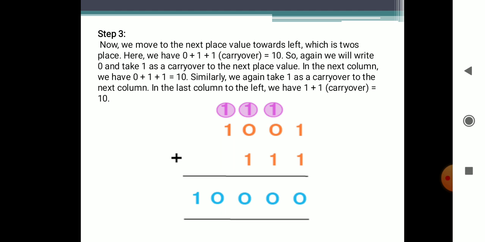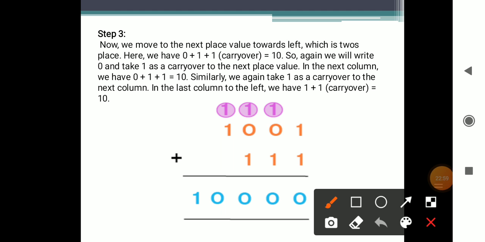Already we have added the rightmost digit, that is 1 plus 1, and we get the result as 0 with a carryover of 1. Now moving to the next column, we have 1 carryover plus 0 plus 1. We know 0 plus 1 results in 1. But 1 plus 1 results in 1 0. Again here 0 is the result with 1 carryover.